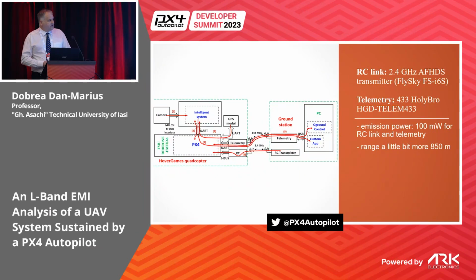For the first link, the RC link is connected to a receiver that sends the data, based on S-Bus, to the PX4 flight management unit that runs the PX4 autopilot. And the telemetry link is used in order to make a wireless connection between the ground station and the drone. It's a classical approach that is used.